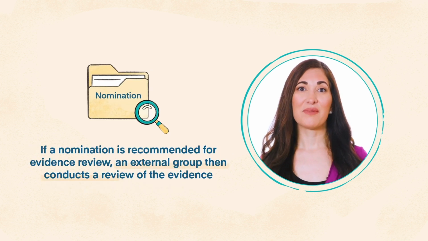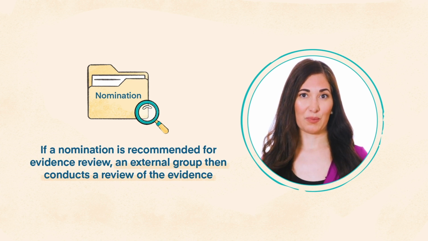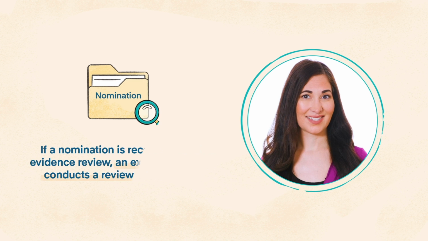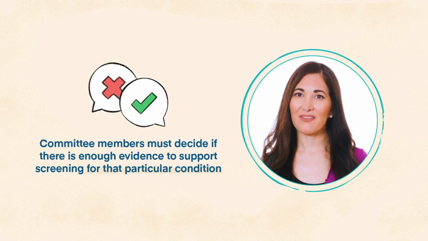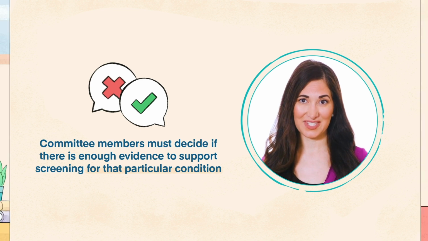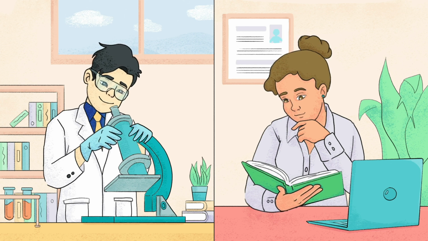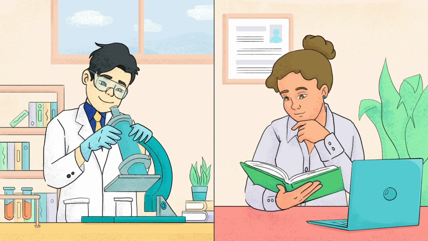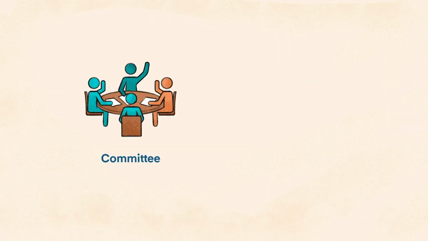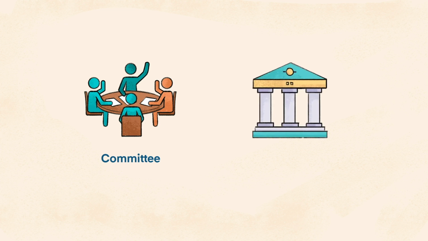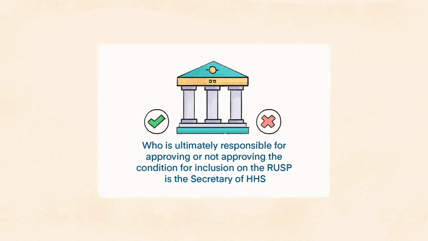If a nomination is recommended for evidence review, an external group then conducts a review of the evidence. The committee must decide, is there enough evidence to support screening for that particular condition? Committee members may look at existing pilot studies for that condition as well as existing research or literature on that condition and the condition's treatment. The committee then votes on whether or not to recommend that condition to be added to the RUSP. That recommendation is reviewed by the Secretary of Health and Human Services, who is ultimately responsible for approving or not approving the condition for inclusion of the RUSP.